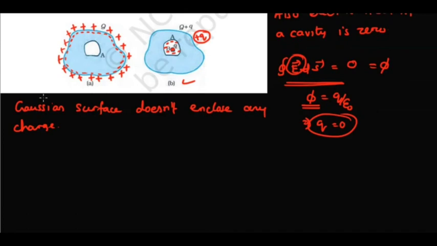Let me draw the diagram here. So this is a random shape conductor, and here we have a cavity. Initially the total charge on the conductor is capital Q.